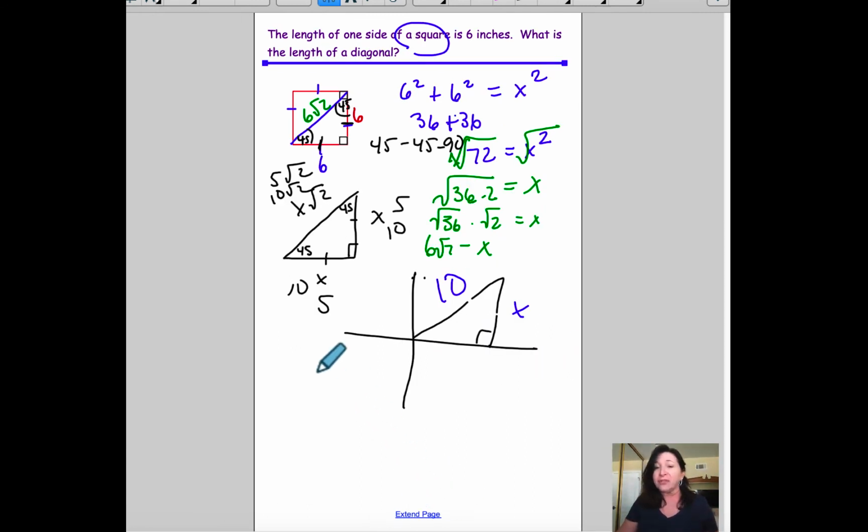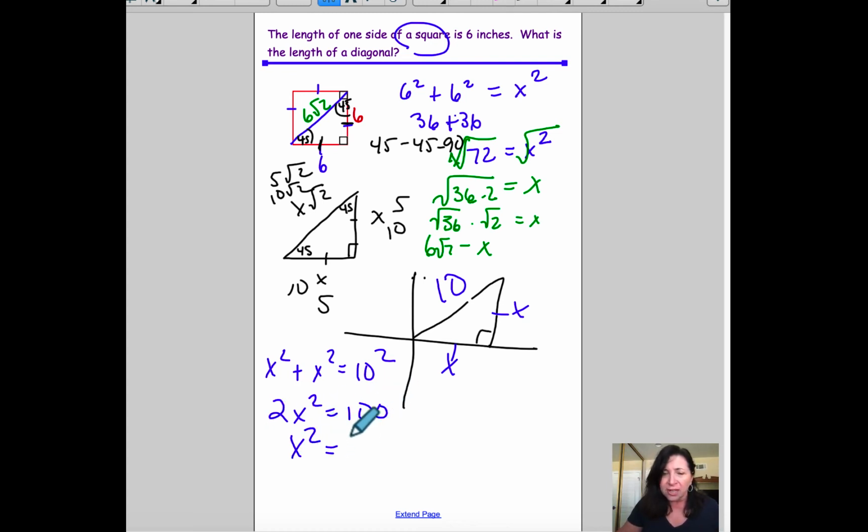Well, I actually have some options. Option A, I know this is an isosceles right triangle. I can go x squared plus x squared is equal to 10 squared. 2x squared, because I have two x's, 2x squared. So we go 2x squared equals 100, divide by 2, I get x squared equals 50. And now I'm going to square root both sides, and then I get root 25 times 2, which is 5 root 2. So that means that one of these sides is 5 root 2.